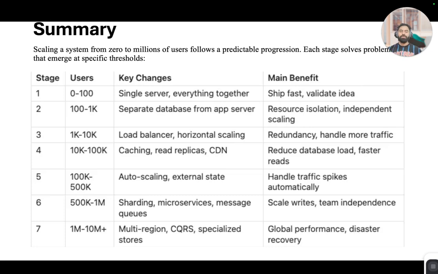And I hope you get a very crystal clear idea about system design, how you can think of it stage by stage, part by part.